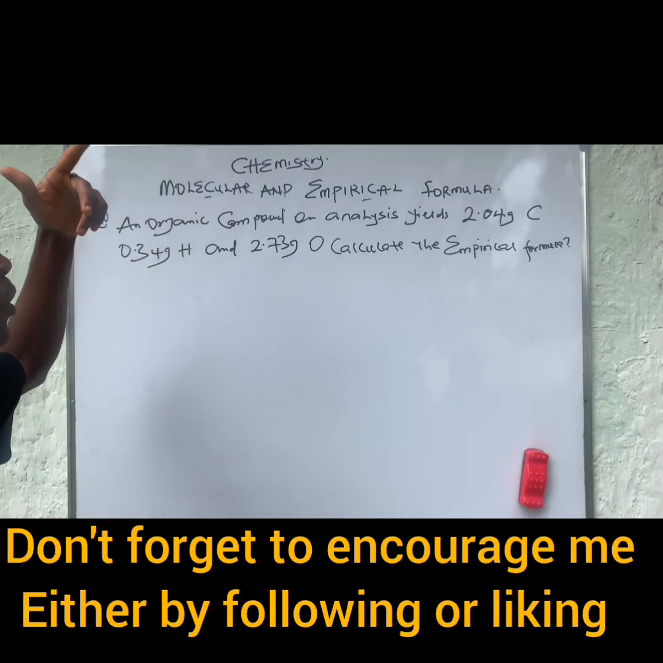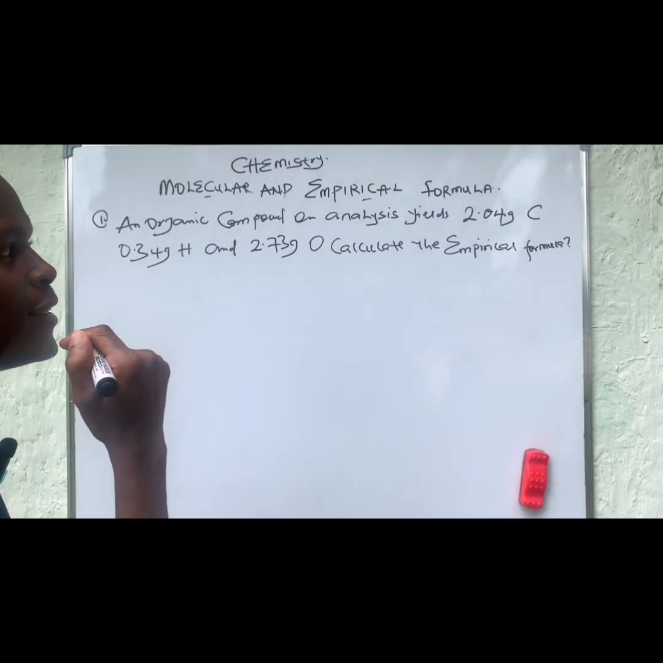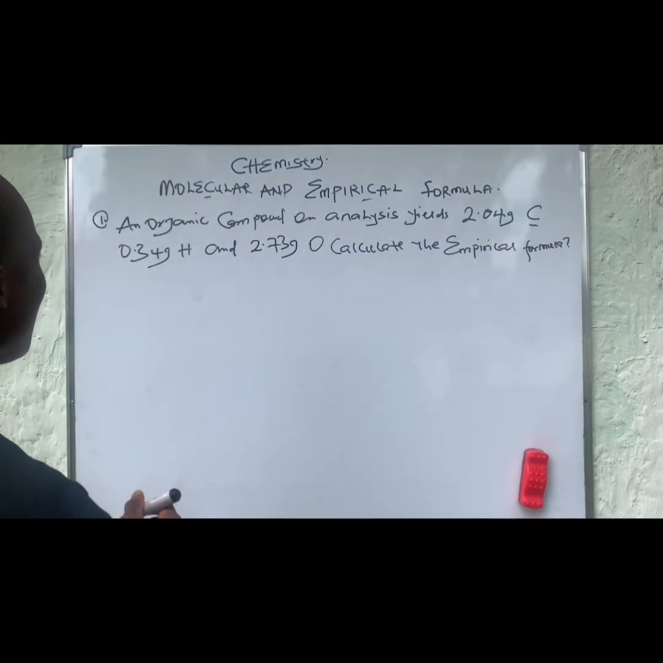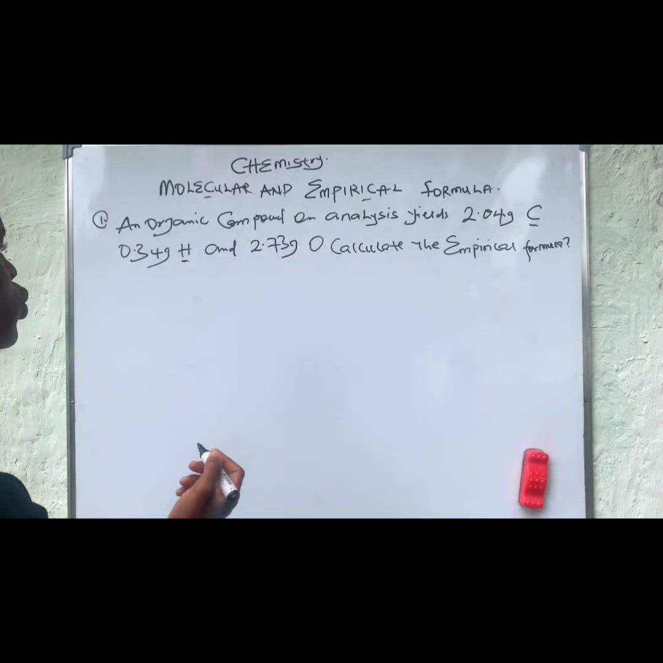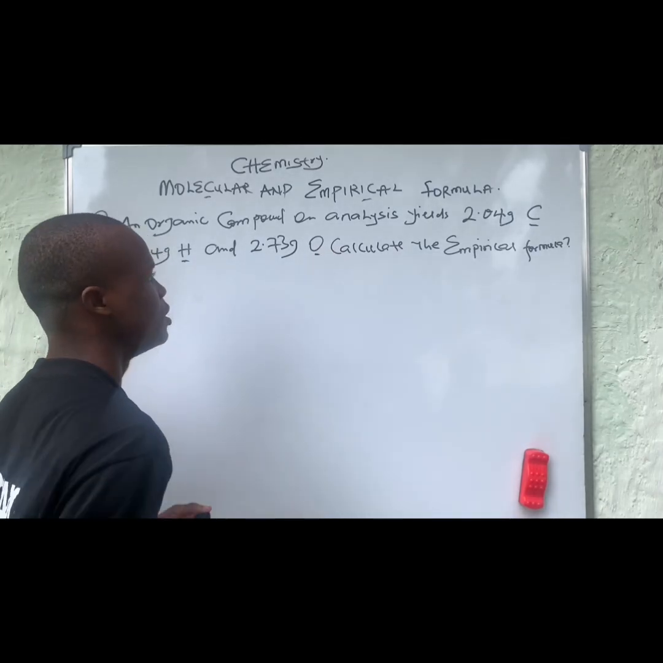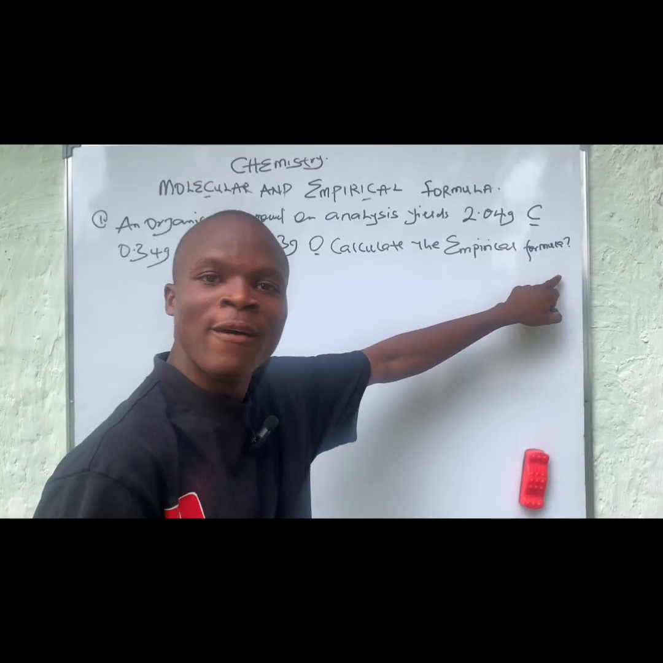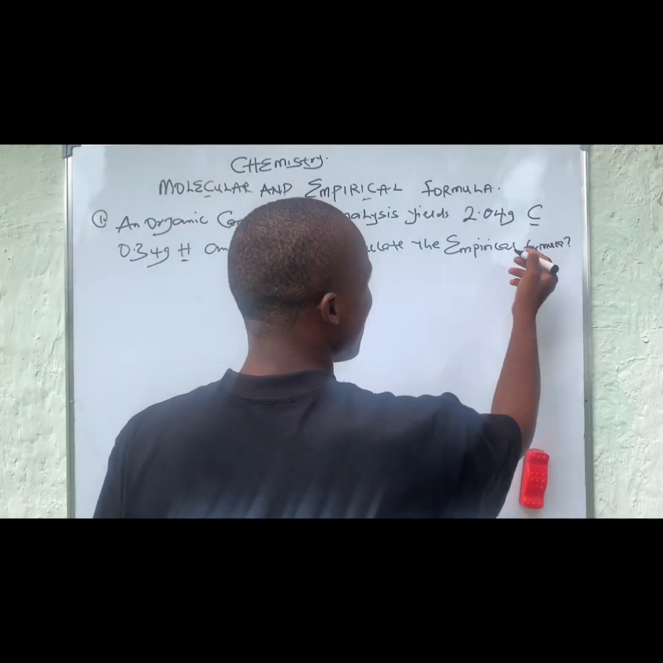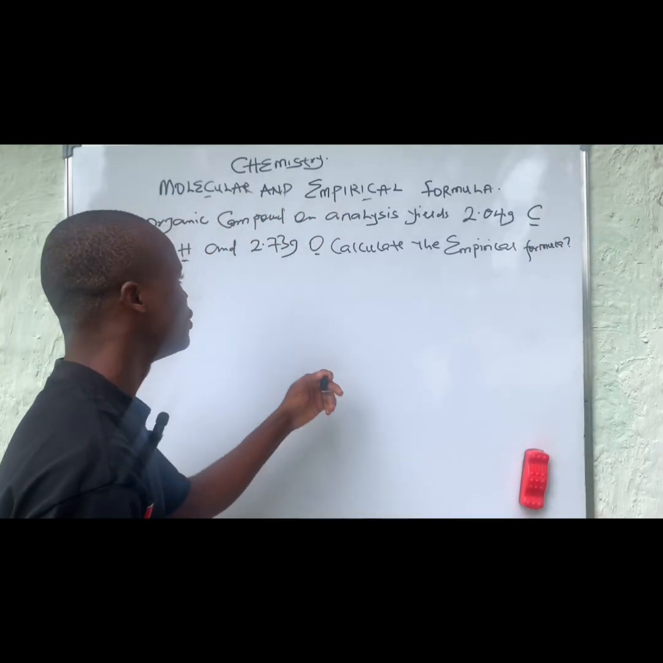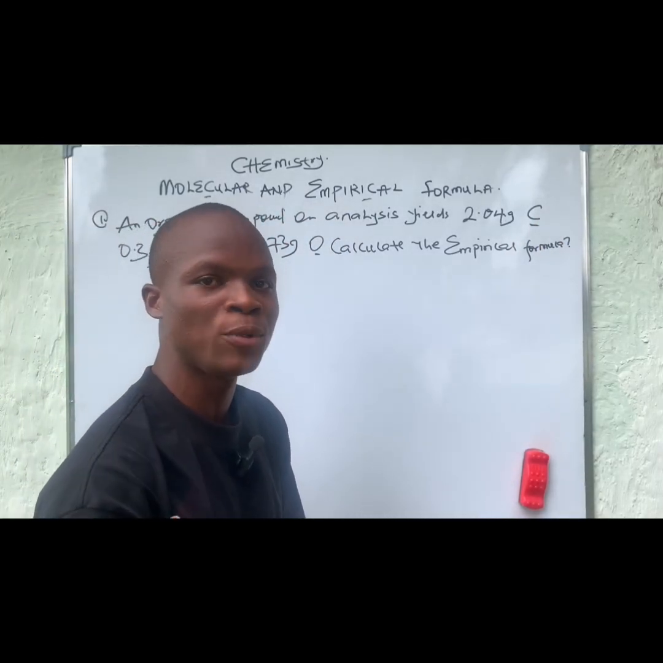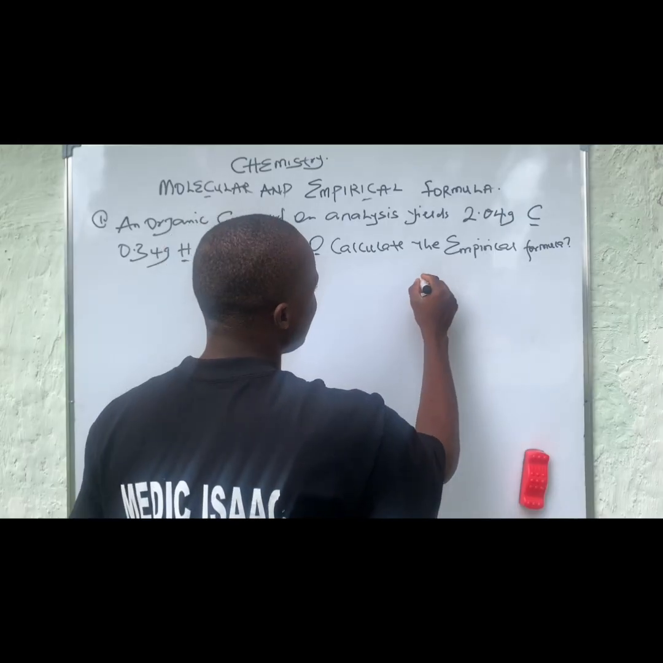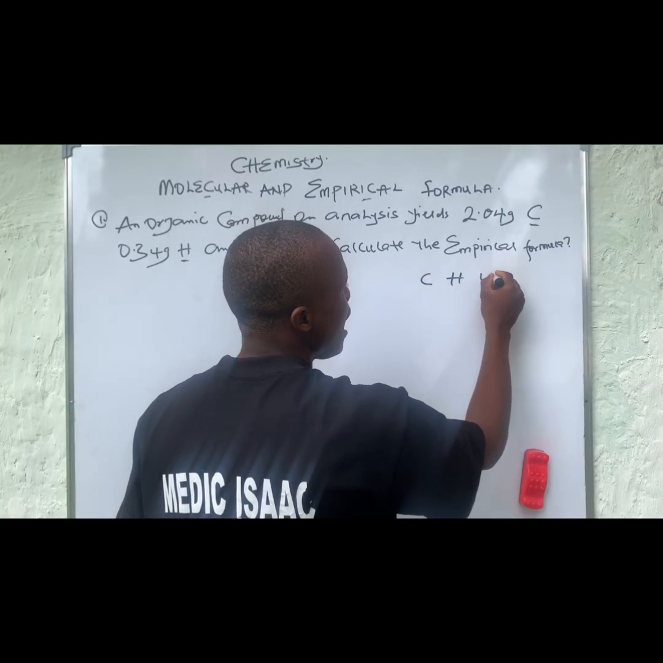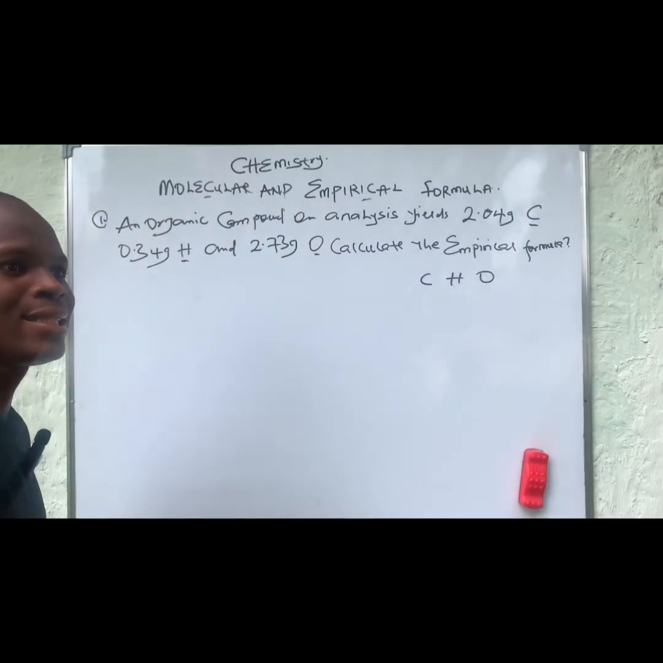An organic compound on analysis yields 2.0 gram carbon. This is carbon, my brother. Now, 0.34 gram hydrogen. This is hydrogen. And 2.73 gram oxygen. Now, calculate the empirical formula. What are you going to do? It's very simple. You are going to outline the elements they give. You see, I didn't put options on this. I don't want to put options. Do you understand? Number one is to be C. The first thing is to be C, H, and O. When you do this, what's the next thing that you should do?